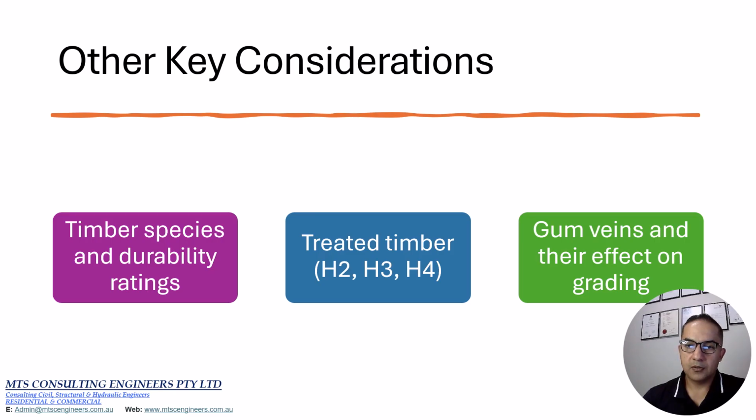Consider H3 or H4 treated timber for outdoor structures and H2 treated pine for indoor use. Gum veins are the buildup of tree saps or resins, and their size and number can affect the timber grades.